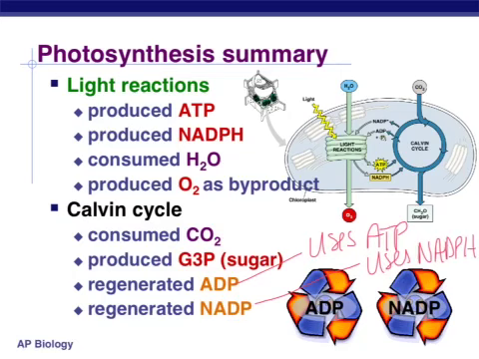Okay, so again, let's go over the Calvin cycle. It consumes carbon dioxide, produces G3P, which is our precursor for glucose, uses ATP, and uses NADPH. So this whole process, all of this, that's photosynthesis.